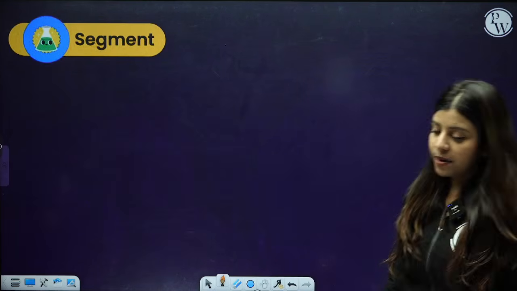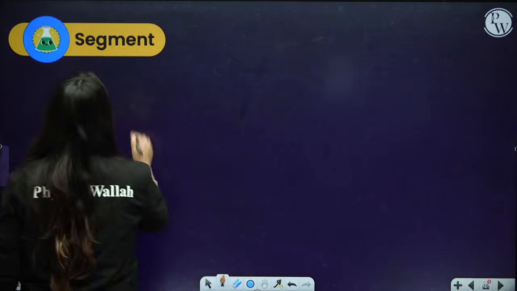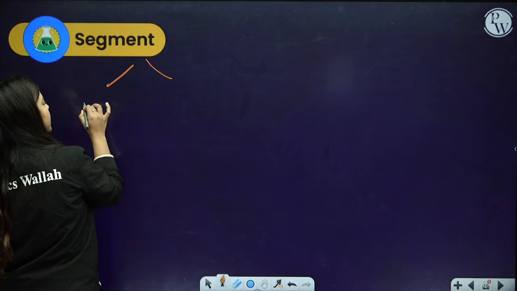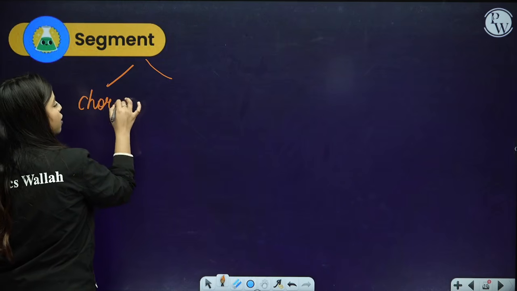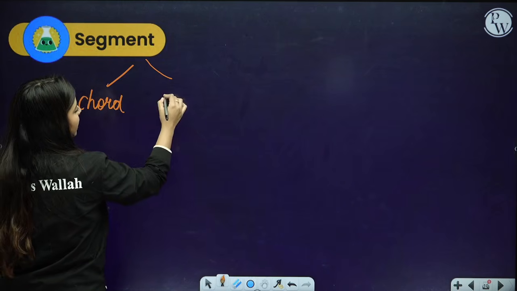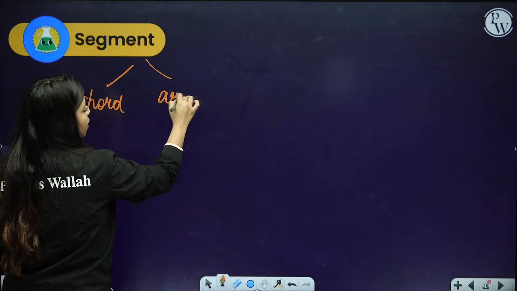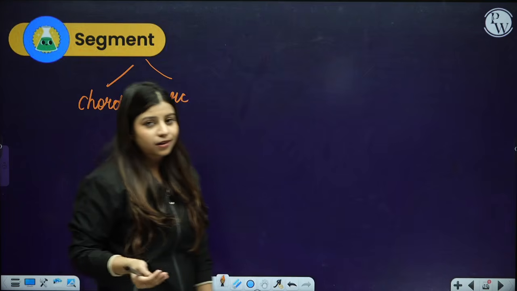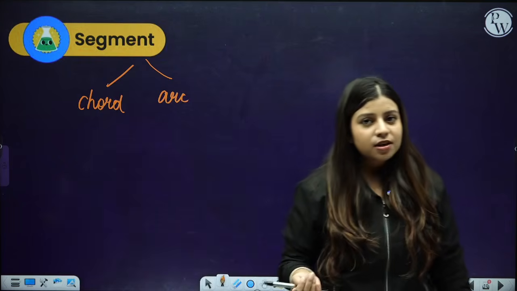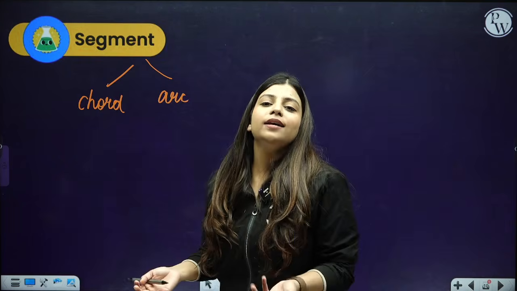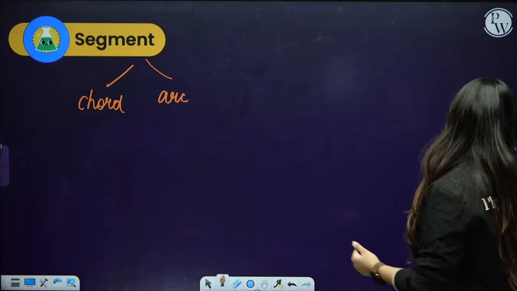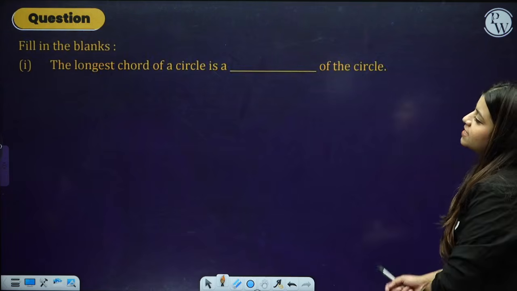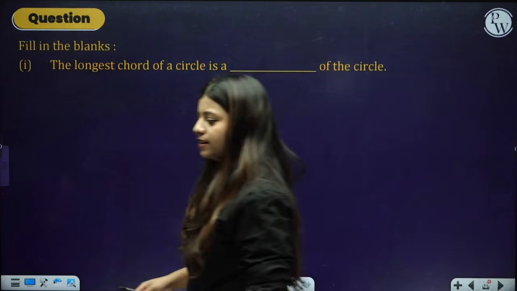Now when we talk about a segment, a segment comprises two different things. One is a chord of a circle and the other is an arc of a circle. When we talk about a sector, two radii of the circle, the plural of radius, and the arc of the circle form your sector.